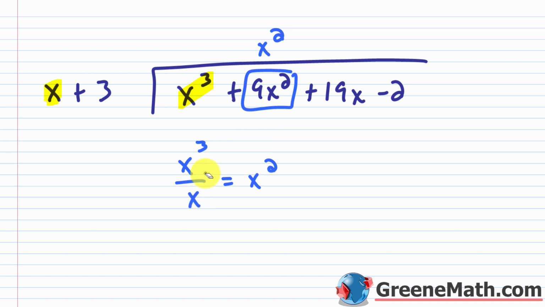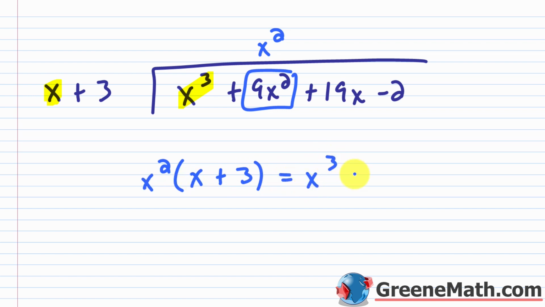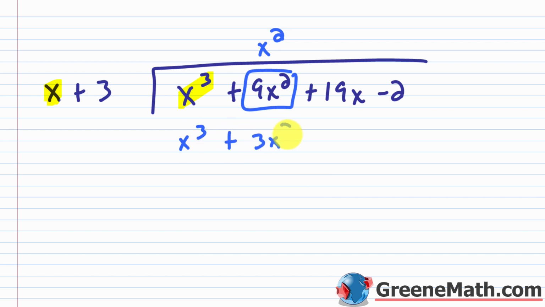Now, I've done my division, so I want to multiply. So I'm going to multiply this x squared by both the x and the 3. So in other words, I'm going to do x squared times the quantity x plus 3, like this. So x squared times x is x cubed, and then plus x squared times 3 is 3x squared. So let me write this. This is x cubed, and then it's going to be plus 3x squared. So now that we've done our multiplication, and actually let me erase this and this.